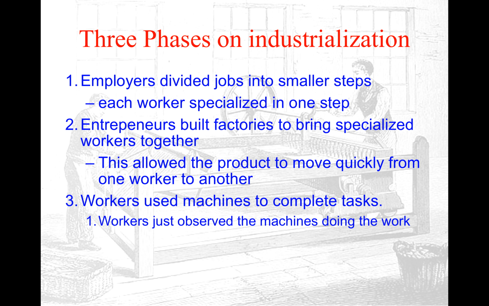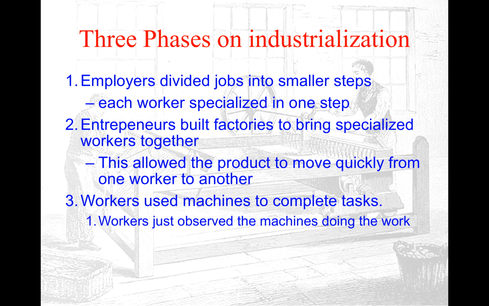First thing that we're going to cover is how there were 3 phases of industrialization of America. The first phase includes the employers dividing jobs into smaller steps. Each worker specialized in one step. This is a pre-early assembly line, so this is more like Eli Whitney's policy where each worker only put a certain part of the product together, and then they would send the whole basket of goods to somebody else to assemble the next set of jobs.